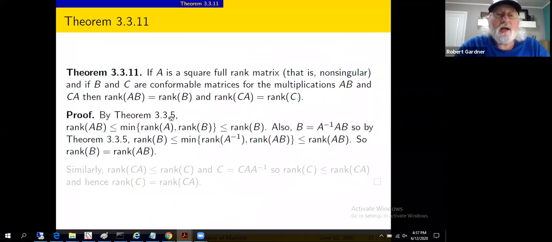We know by Theorem 3.3.5 that the rank of a product is less than or equal to the minimum of the rank. We can always choose one or the other. That in turn is less than or equal to the rank of B. If B is the smaller of the two, we get the equality. If A is the smaller of the two, we might get the inequality. So anyhow, we can always say rank of AB is less than or equal to rank of one or the other. Let's choose rank of B. For these computations, given what we're trying to show here, we want to reverse that inequality.